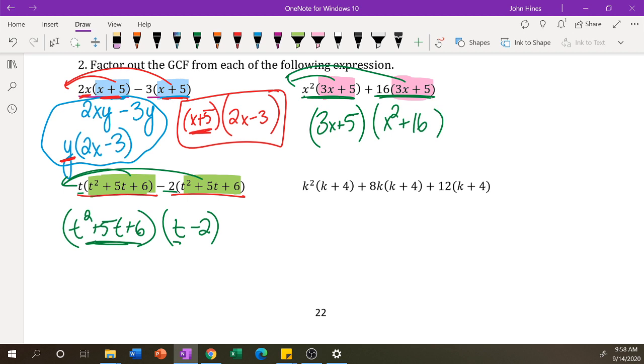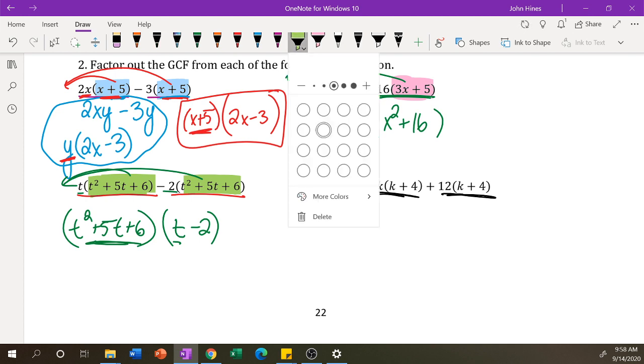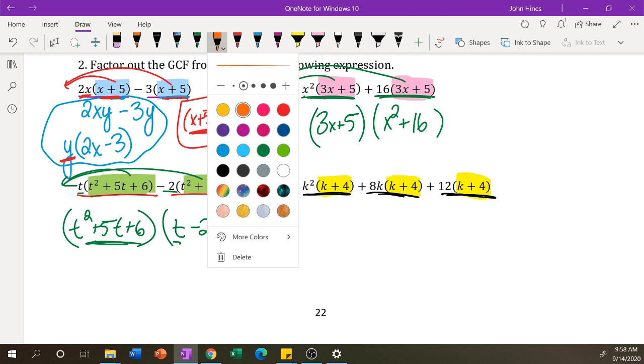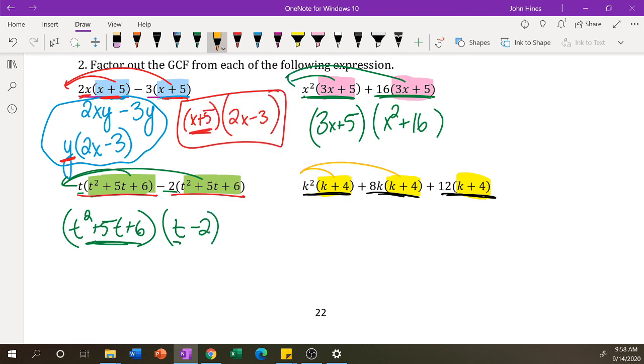And finally, this last one here. I need to look for a common factor. Well, let's see how many terms I have. Right now, I kind of have 3 separate terms. And wait a minute, it looks like all of these terms have this factor of k plus 4. I'm going to undistribute that factor from all 3 terms there.